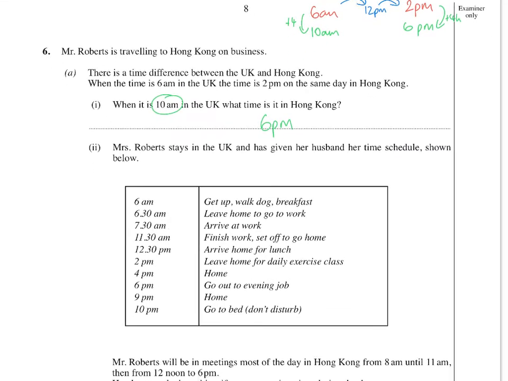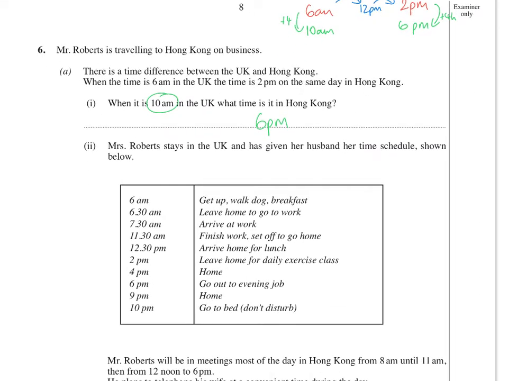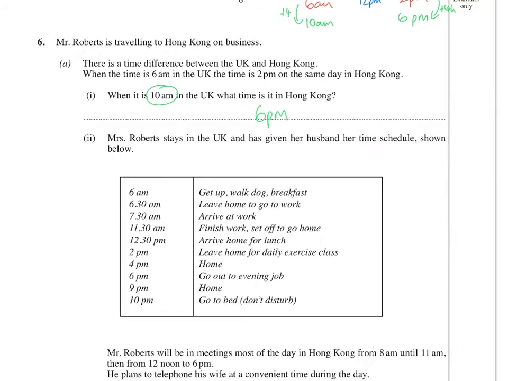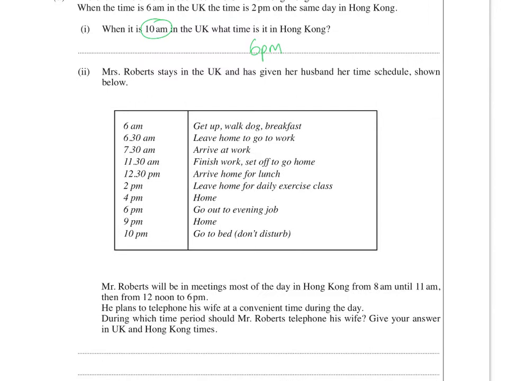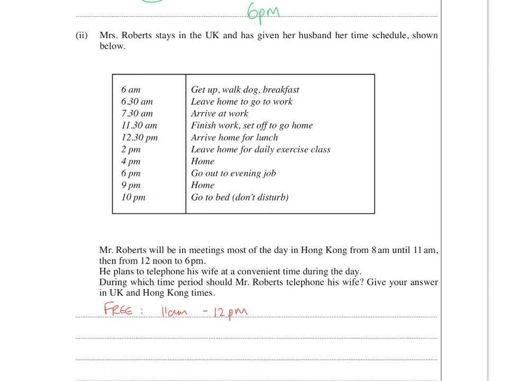Okay, the next thing says, Mrs. Roberts stays in the UK and has given her husband her time schedule shown below. So 6 a.m., get up, walk the dog, breakfast, and so on. Mr. Roberts will be in meetings most of the day in Hong Kong from 8 a.m. until 11 a.m. He'll then be in meetings from 12 noon to 6 p.m. So that's when he's in meetings. So I can see that I know what the question's asking, but I know that he's free from 11 a.m. to 12 p.m. He's got an hour off then. And then he is also free.